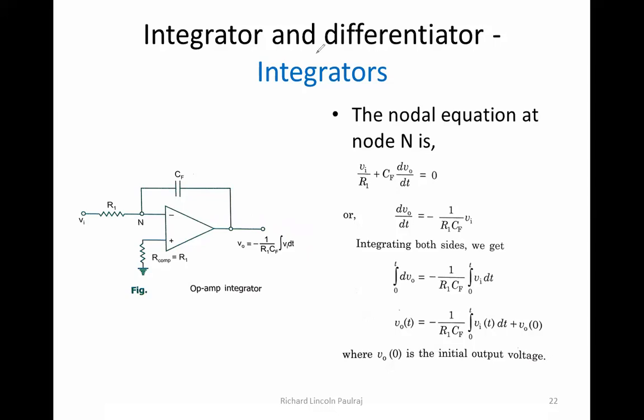I just take this dV naught by dt here, which is equal to minus Vi by R1, and this comes down to the denominator. So ultimately, it gives me this equation: dV naught by dt equals minus 1 by R1 into Cf, times Vi. Now integrating on both sides with respect to t, my lower limit is going to be 0 and my upper limit is going to be t.